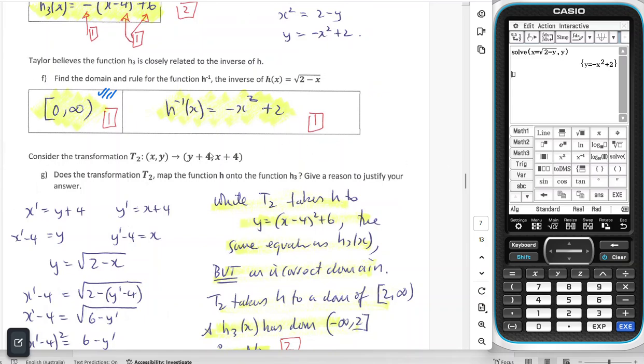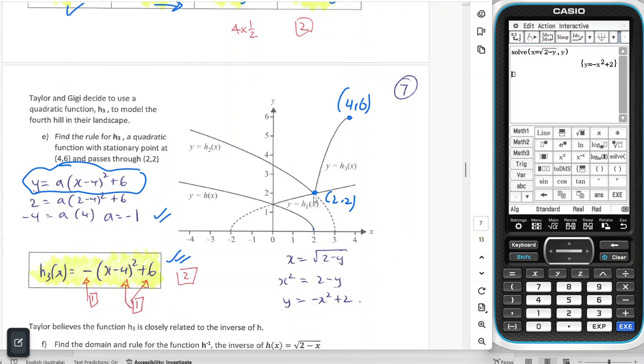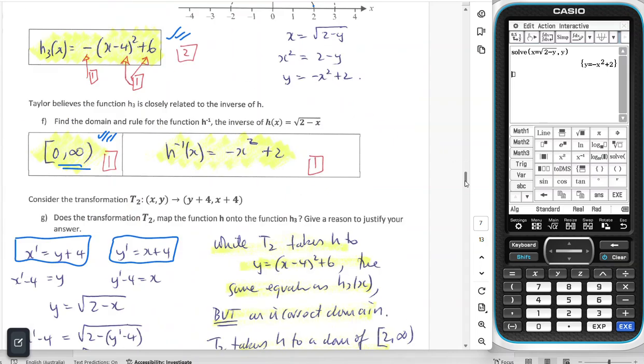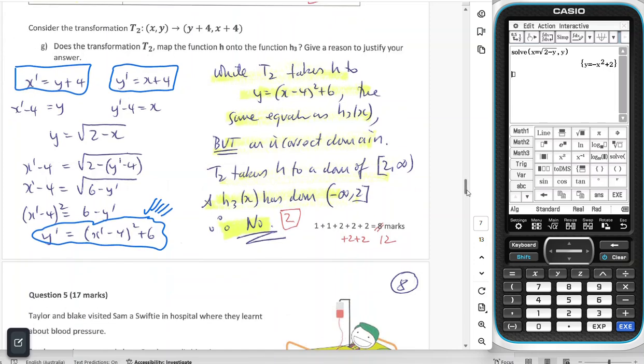Check that this gives you H3. Well, if you make x equal to y plus 4, and you make y equal to x plus 4, we do a reflection over the y equals x line, and substituting, I do get the same answer, but the problem is I don't get the same domain, because this particular domain is 0 to infinity, and this particular domain is only 2 to 4. So technically, no, but yes, you do get the same rule, but you have a different domain. That's question number 4.